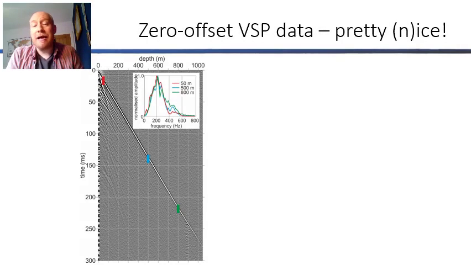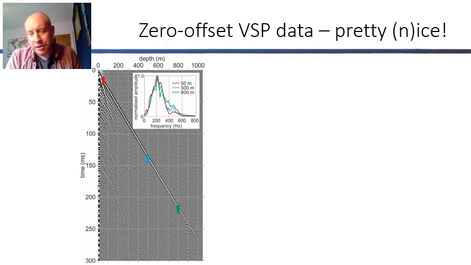So here is an example of a zero offset VSP record. It's pretty nice, really pretty clean. Our hammer shots go down the full length of the cable, and also in some other shots you can see you get reflections coming back up. So we were really pleased with the general data quality, the detectability of the seismic energy. It all looked very promising.